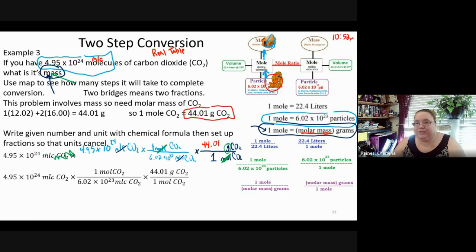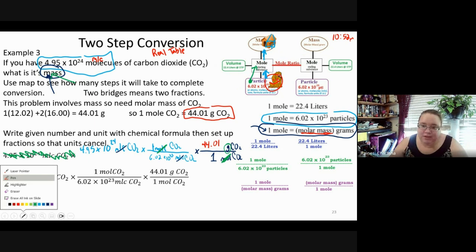I could have used the map to get to the same place. I started with the puppy, and I went from the puppy to the mole. So particle to mole was the first step. Particle had to go on bottom because that's where I was. Mole had to go on top because that's what I was going to.